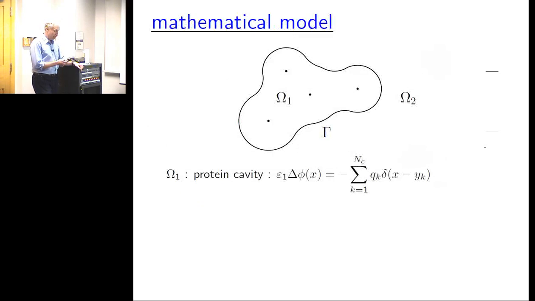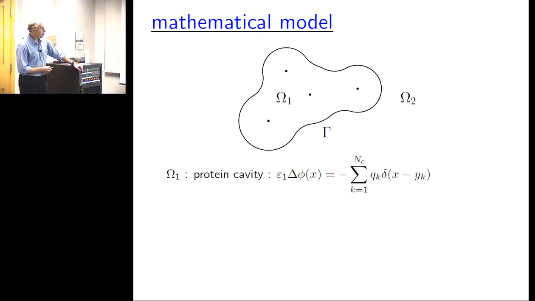So the mathematical model here is as follows. We've got a domain, let's call it omega 1, that's the protein domain. We've got the atomic charges. And the solvent domain is omega 2, and the boundary, the molecular surface, we'll call that gamma. So in the protein cavity, we've got this equation, the Poisson equation. So phi is the electrostatic potential, epsilon 1 is the dielectric constant inside here. These are the positions of the atomic charges, and these are the partial charges.